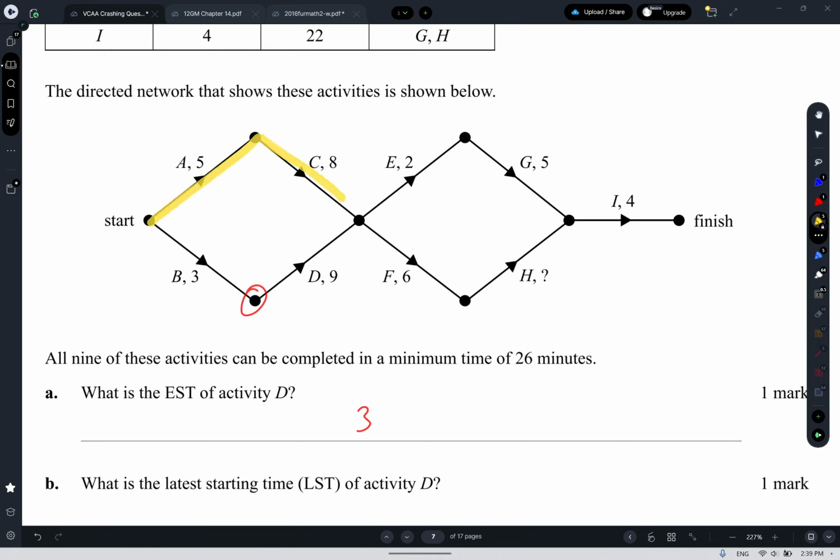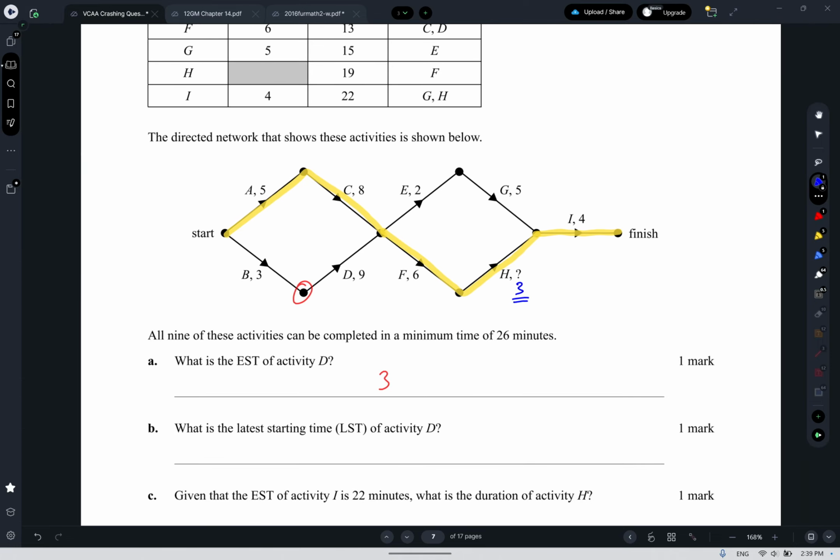AC takes 13, BD takes 12, so the AC route is critical. EG takes 7, then I. So AC would take 13, plus 7 would be 20, plus 4 would be 24, which means that's not critical, and so this must be the critical route. And so AC takes 13, F takes 6, which is 19, I takes 4, which is 23, which means that H must have a duration of 3 to have a total minimum completion time of 26.